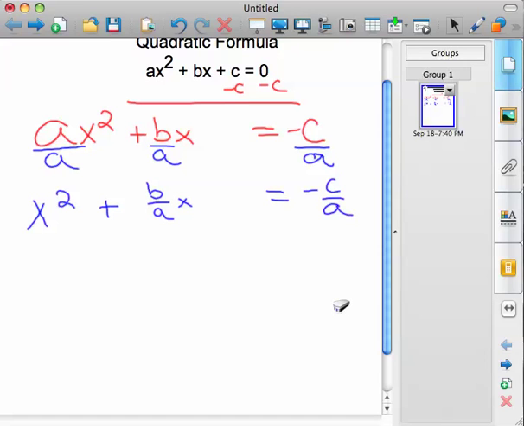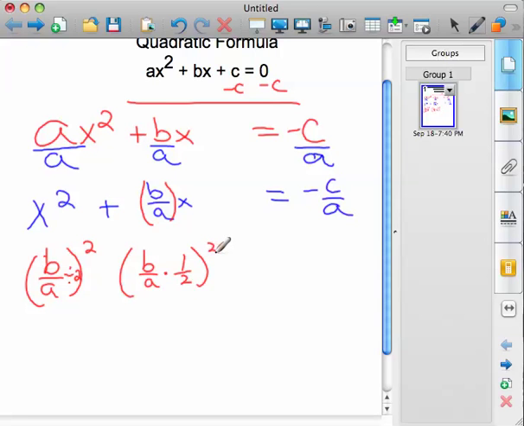Alright, now we take our middle term, which is the b over a, and we're going to divide that by 2 and square it. So b over a divided by 2 squared. You flip and multiply when you divide with fractions, so b over a times 1/2 squared equals b over 2a squared, which equals b squared over 4a squared. So just square everything in there. That's the term we'll add to both sides of the equation.